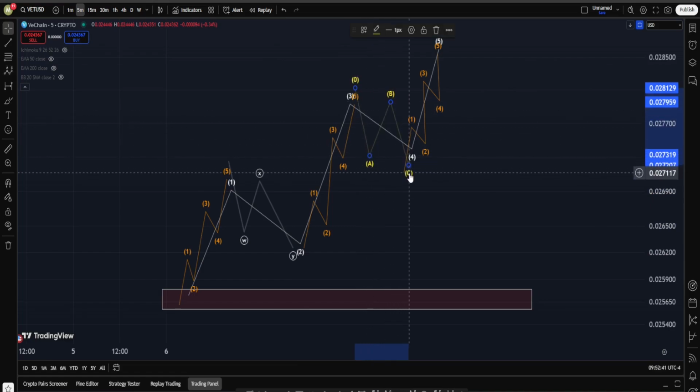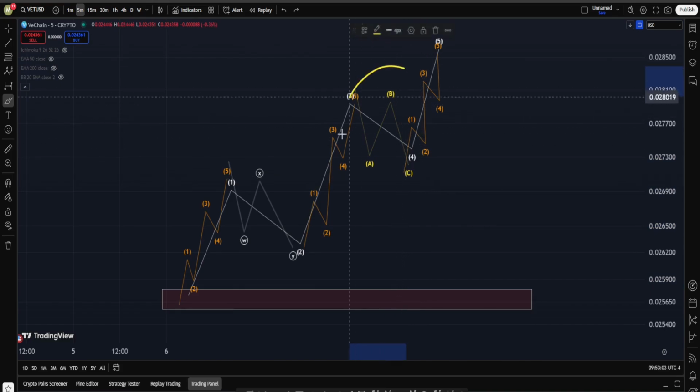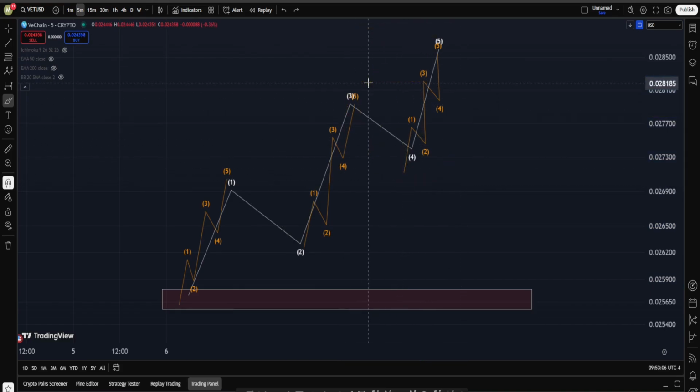And pay attention, this is a very important point. If you want to say that we're going to have a triangle somewhere during this move up, here's the thing: triangles are not actually allowed in wave 2, and you are only allowed to find them in your wave 4. And why is that important?